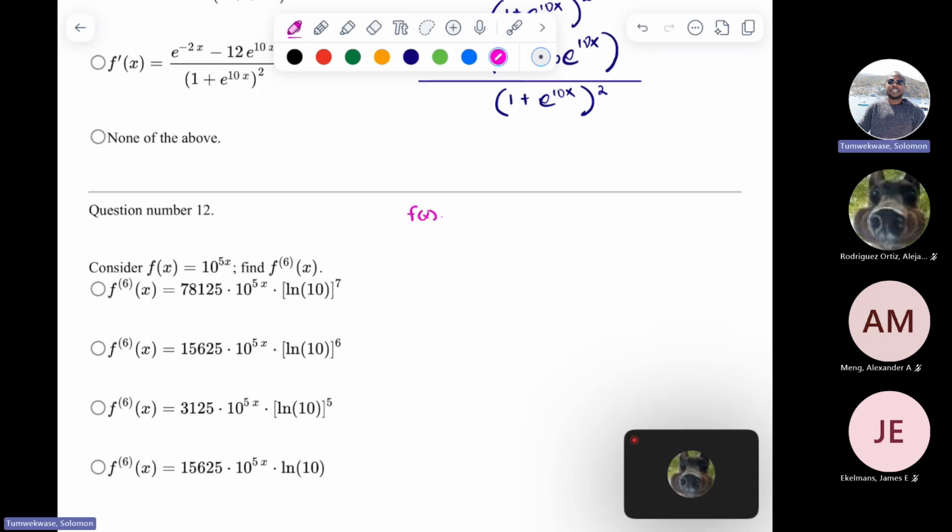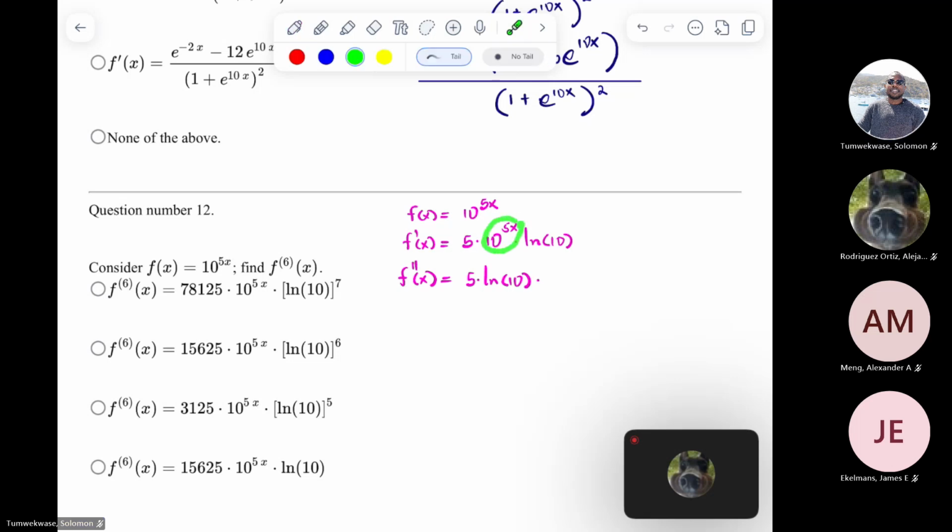So I have f of x is equal to 10 to the 5x. Like I said, the first derivative of this is the derivative of 5x, which is 5, then times the same function, 10 to the 5x, then times natural log of the base, which is the natural log of 10. If I take the second derivative, 5 and natural log of 10 are constants, so 5 times natural log of 10 just stays. Then times the derivative of this guy, which is 5 times 10 to the 5x, then times natural log of 10.